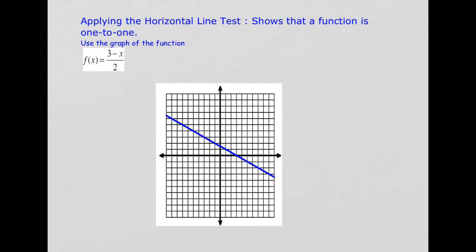Applying the horizontal line test shows that a function is 1 to 1. Use the graph of the function f of x is equal to 3 minus x divided by 2. And that's what's graphed for us. The horizontal line test is just drawing a horizontal line through our graph. If it only touches it once, it is 1 to 1. If it is 1 to 1, then it does have an inverse.